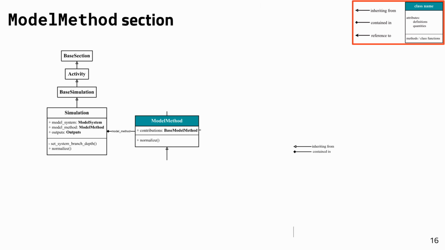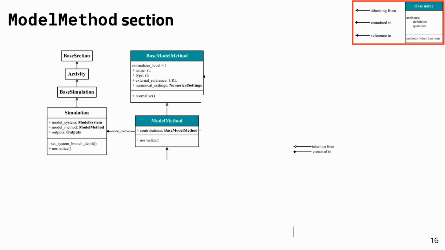Okay, so the diagram now is getting a bit more messy. But now, if you see on the left, you will see, again, a simulation is inherited from base simulation activity. And then we have defined a subsection called model method. And this model method has this concept of contributions. In order for that to work, we need to do a kind of abstraction. So we need to define something called base model, and then consider that these contributions are a subsection of that. Okay, this is too much detail, but that's why we need this abstract section called base model method.